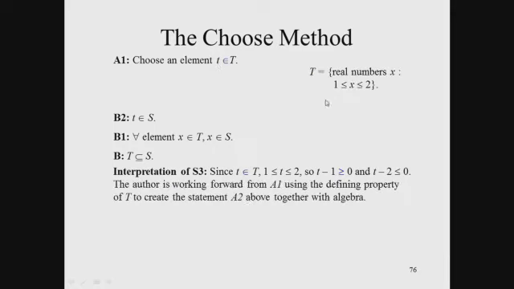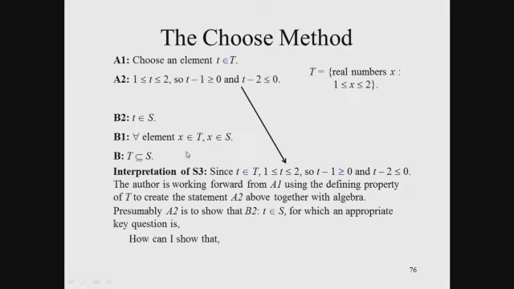And in fact, here's the set T. And so if T is in that set, T has to be between 1 and 2. And that's exactly what the author writes here. Okay? So presumably, the reason that the author is doing this is to get to B2. So let's ask ourselves a key question here. Look at B2. What's the key question?